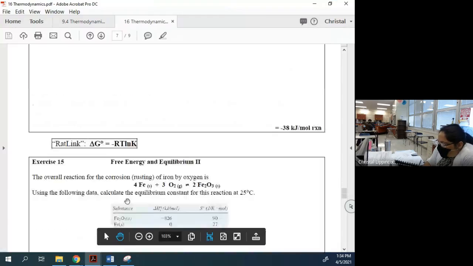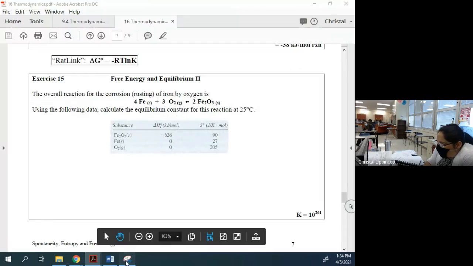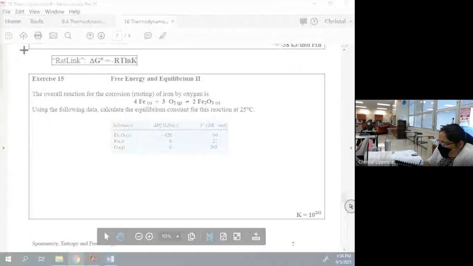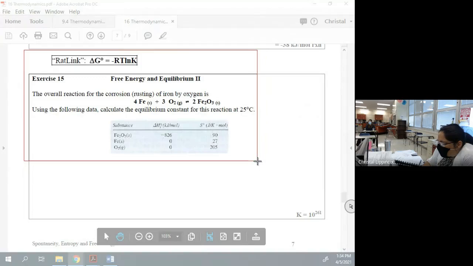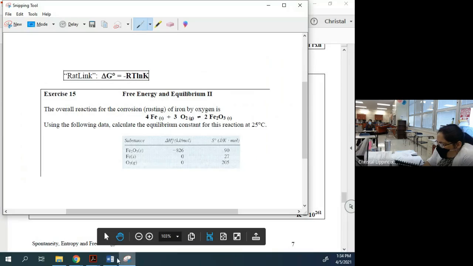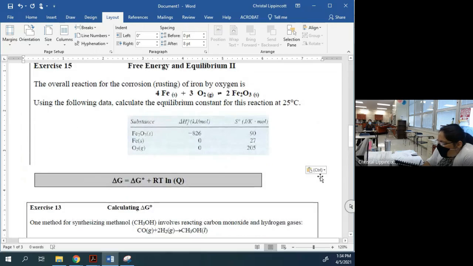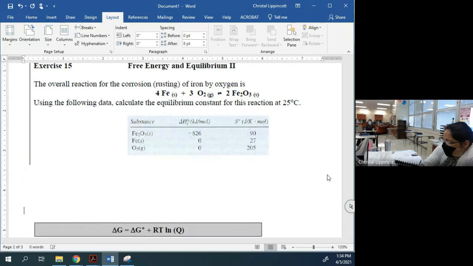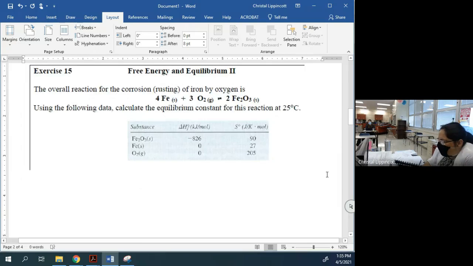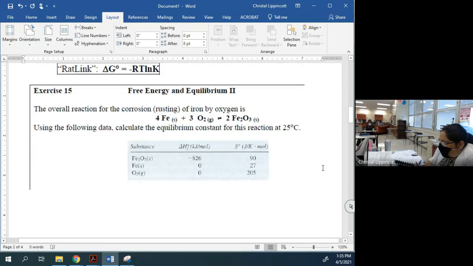Going back over here, go to the next problem, snip that guy. This is going to use our Rat link. All right, here we go. So the first thing we need to do, our delta G is equilibrium. So we're solving for the equilibrium constant. We're solving for this guy right here. Okay, so that's what we've got to solve for.